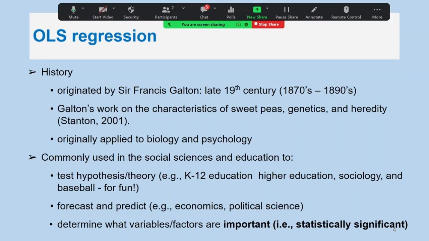So there's a history that goes way back with regard to the use of OLS, back to the 19th century, that began in the areas of agriculture and hereditary studies, originally applied to biology and psychology. It's commonly used in the social sciences and education to test hypotheses, so looking at K-12 education, higher education, sociology, and baseball for fun. I've used it just for fun, right?